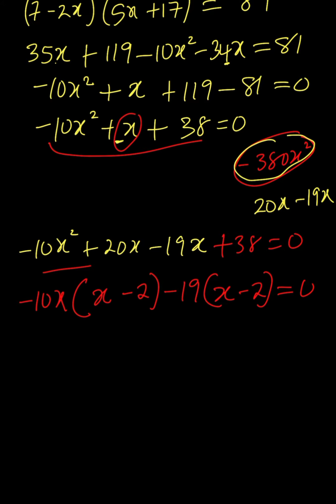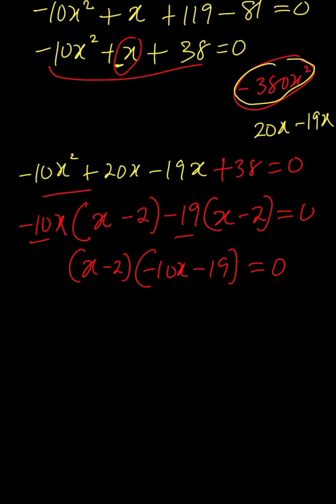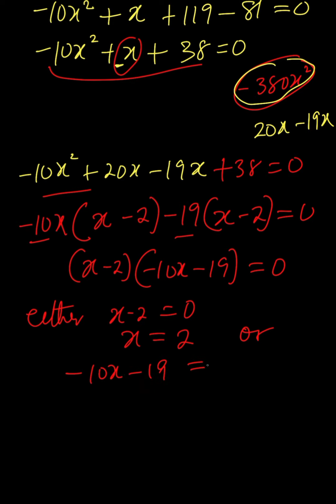Everything equal to 0. So you now notice that the two brackets are the same thing, so you factor it out: x minus 2, remaining this and this, which is minus 10x minus 19, everything equal to 0. So when two things are multiplying each other to give 0, it implies that either the first one, x minus 2, is 0, that means x is equal to 2, or the second one, minus 10x minus 19 is equal to 0. That means minus 10x is equal to 19.